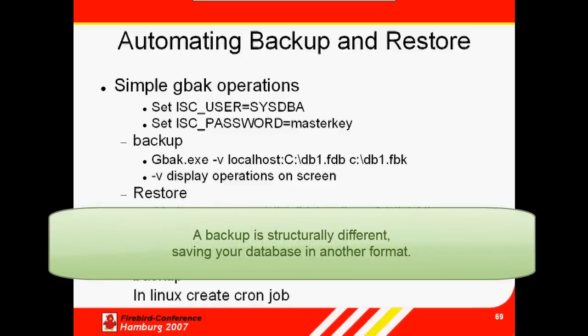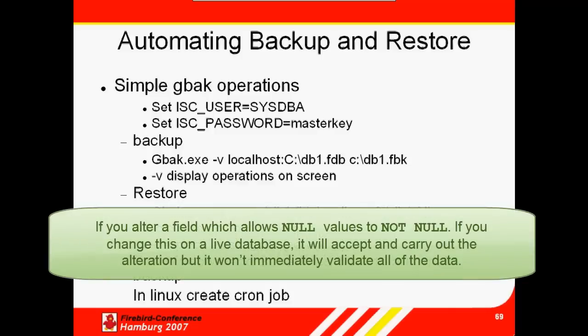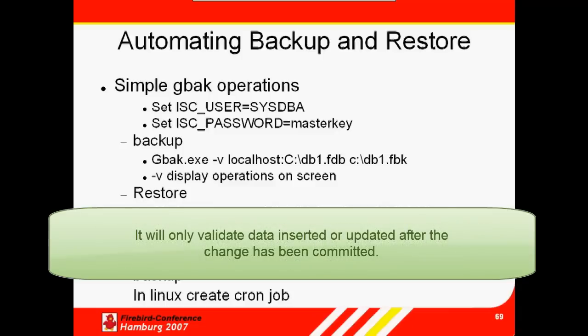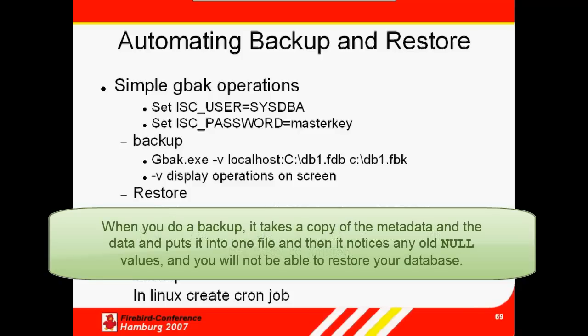Every data page has been touched, so it gives you the confidence that you have a readable database in another format. If you have a physical file corruption in there, it will tell you about it, at the latest, when you try to restore. For example, you're a developer and you need to alter a field which allows null values to not null. If you change this on a live database, it will accept and carry out the alteration, but it won't immediately validate all of the data. It will only validate data inserted or updated after the change has been committed. When you do a backup, it takes a copy of the metadata and the data and puts it into one file. And then it notices any old null values, and you'll not be able to restore your database.